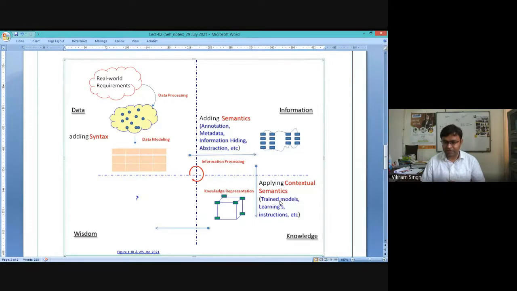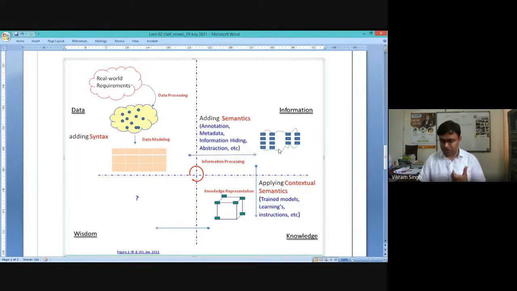So the next quadrant is referred to as knowledge, right? So knowledge you can correlate with this. Knowledge is something, whenever we have information objects, if you are applying these information objects for some purpose.